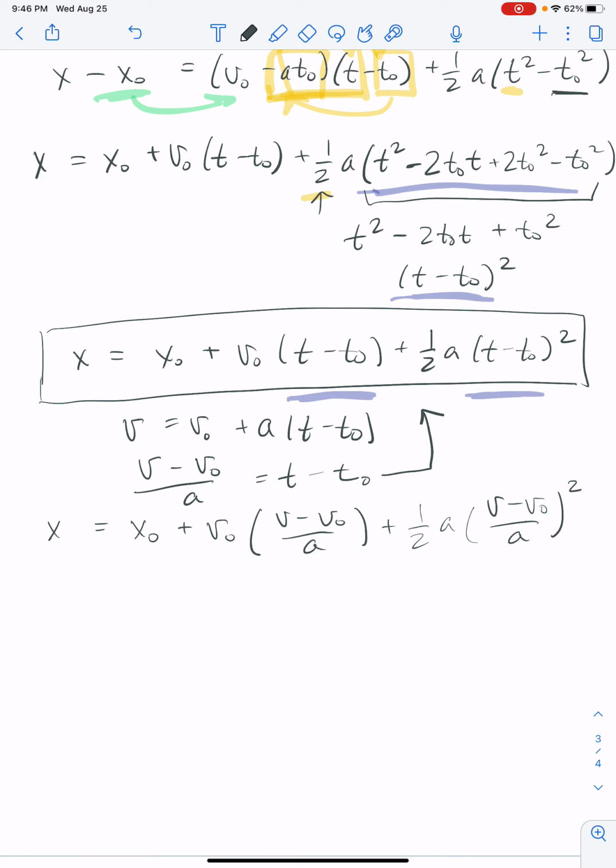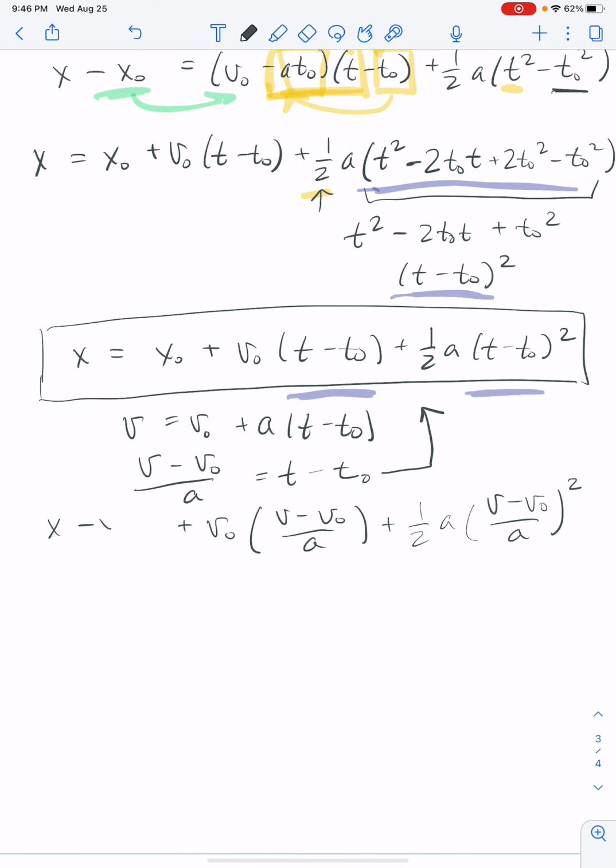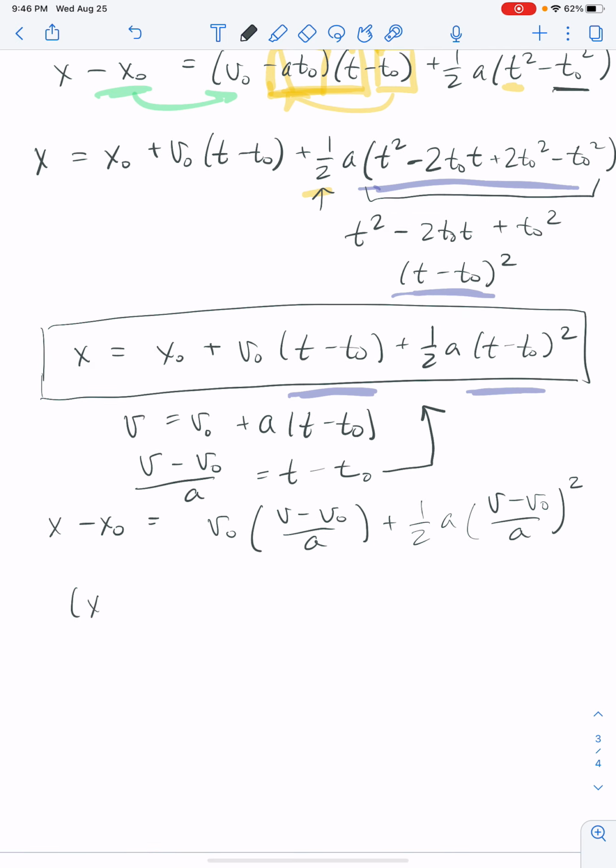Okay, so I'm going to start by multiplying through, actually I'm going to start by moving x naught over to the other side. So let me just do that here. I'm just going to erase this since it's a video so you can see what happened there. All right, and then now I'm going to multiply through this whole equation by a. So that's going to give me (x minus x naught) times a.